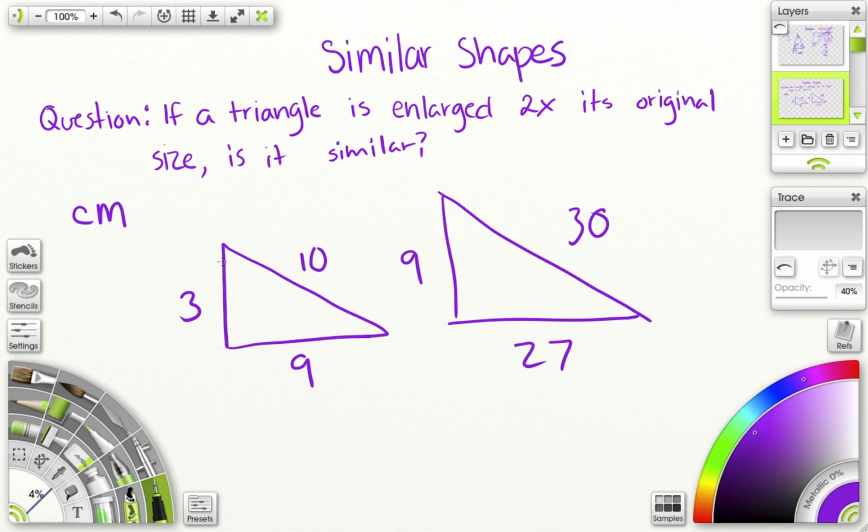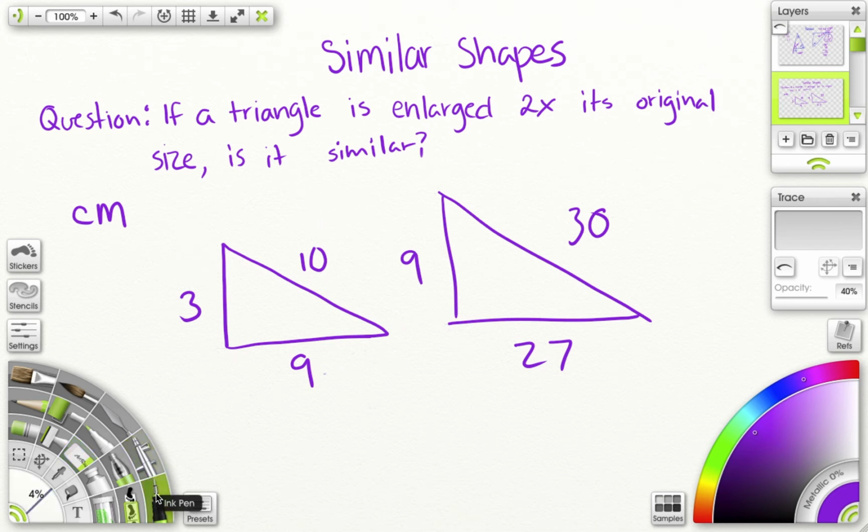Well, I can try my addition trick. From 3 to 9, that increased by 6, so plus 6. 10 to 30, that increased by 20. And 9 to 27, that increased by 18. Huh. But does that mean they're not similar? No, not necessarily. Because I can find a relationship between all these numbers.